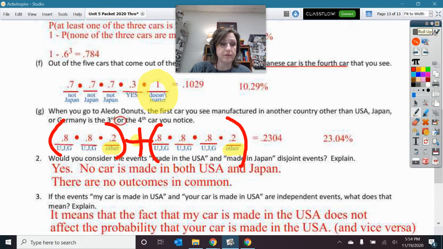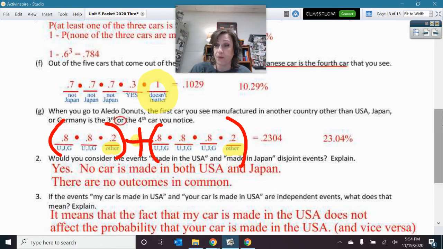All right. Would you consider the events made in the USA and made in Japan disjoint events? Yes, because remember the definition of disjoint: no outcomes in common. So there are no cars made in both USA and Japan. They would be classified as one or the other, not both.